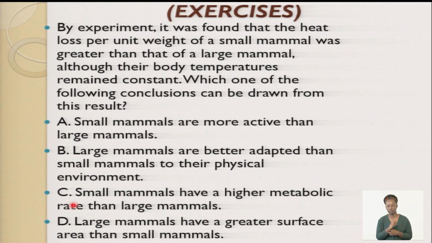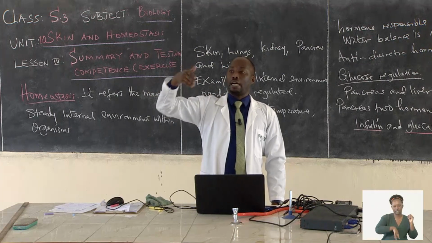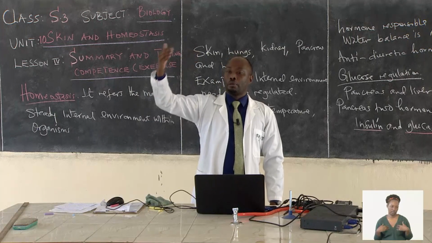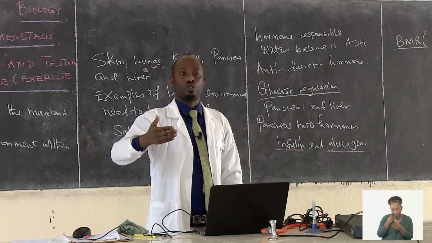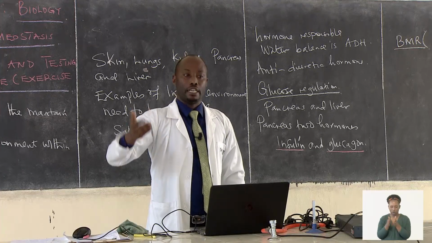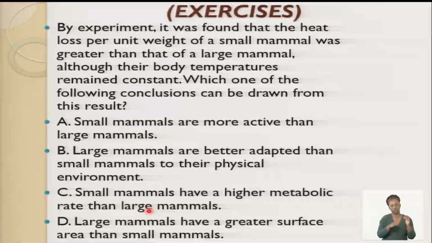The answer is C. So smaller mammals have a high metabolic rate than large animals because their BMR is greater than that of large animals. That is, I say that it is per gram. The baseline metabolic rate of small animals is greater than that of large animals. So the answer is C.